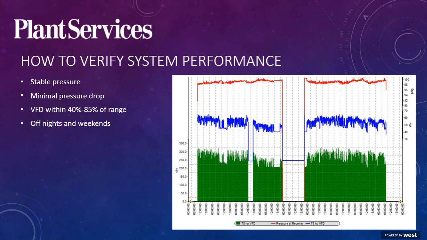If you look at the screenshot at right from this post-verification performance test, or testing period, you can see flow at the bottom, that's in the green, power in the middle, which is in the blue, and then operating pressure at the top, which is in the red. When you start looking at the data, you want to look for a stable operating pressure with minimal pressure drop throughout the plant. If you've added a VFD, check whether that unit's running within that 40 to 85% of its full load. And remember, check and see what's going on during the evenings as well as the weekends.